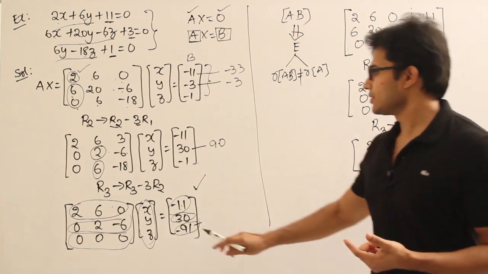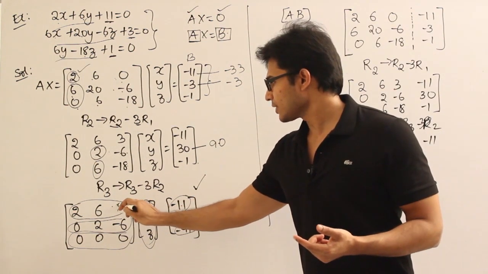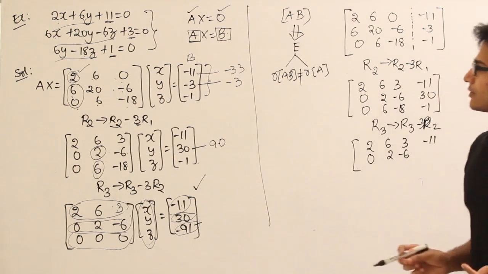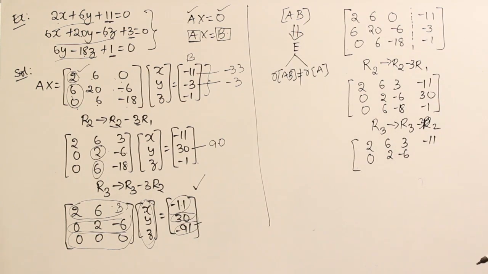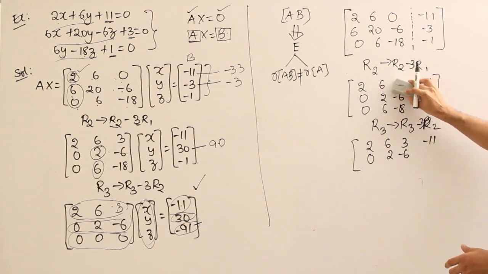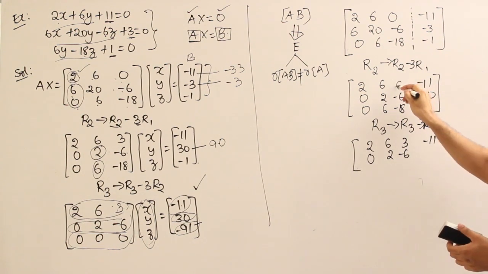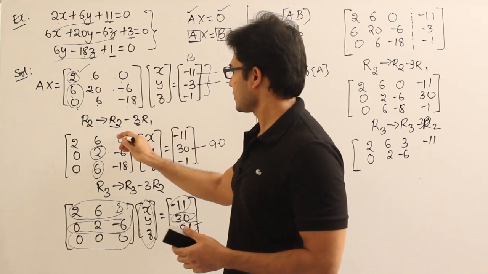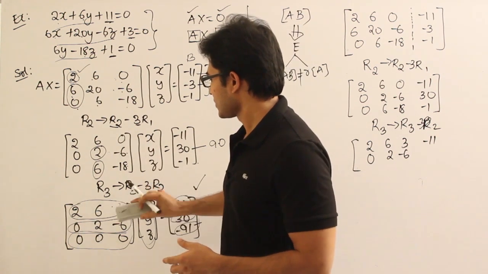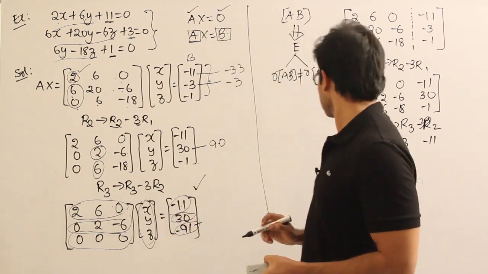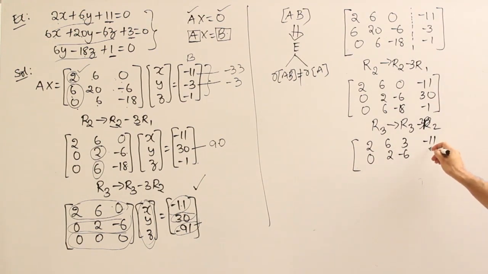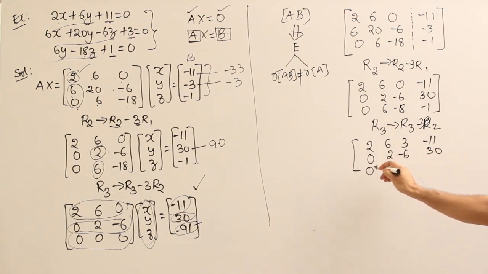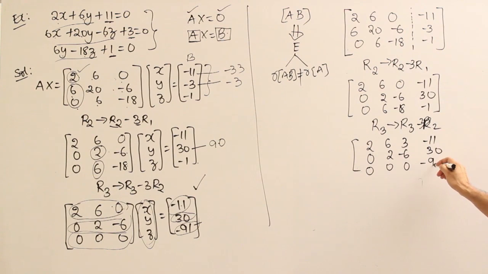I think this one is 3, right? This one has to be 3. Anyway, it doesn't matter, or I think it is 0 only. Here it is 0. Here I changed it. Okay. Fine. So minus 11, 3, 0, 0, 0, minus 9, 1.